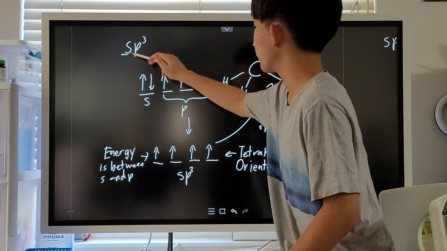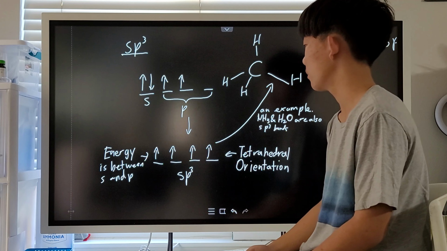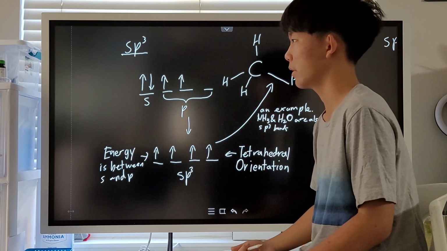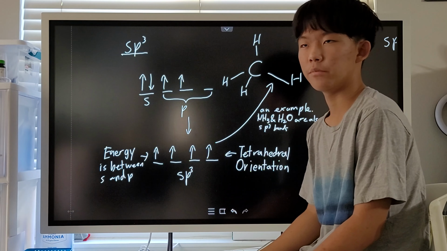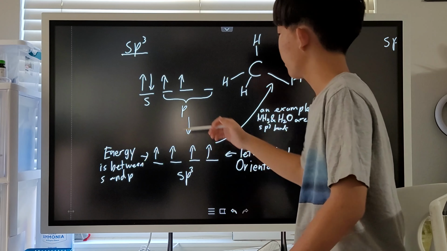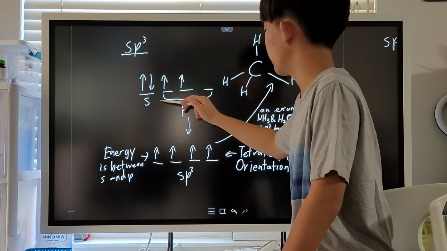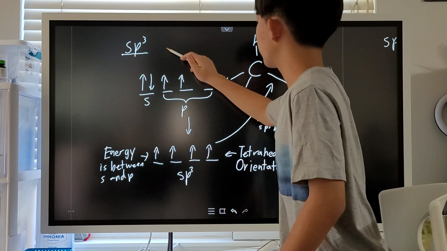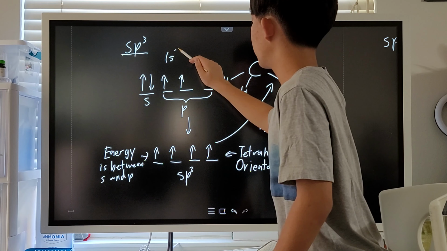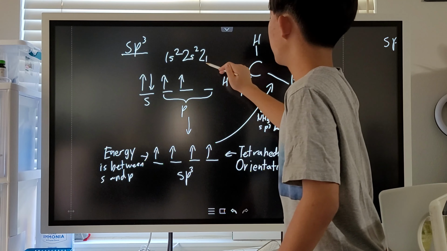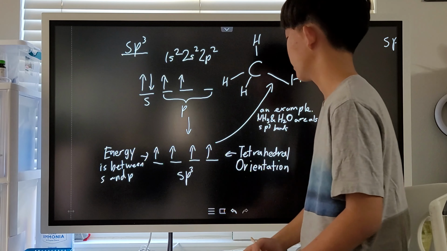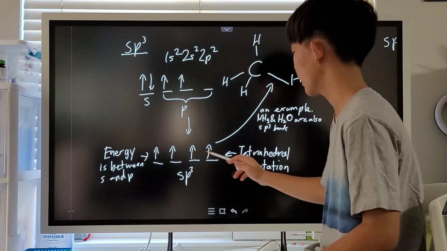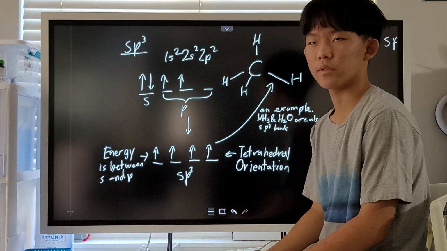The first one we're going to look at today is the sp3 hybrid orbital. As you can see, this is the outside orbital for carbon, so the 2s orbital and the 2p orbital for carbon. Now you can see that s has 2 electrons and p has 2 electrons, as it should be, because carbon's electron configuration is 1s2, 2s2, 2p2, because it has 6 electrons in total. However, these electrons can also merge to produce 4 sp3 hybrid orbitals.